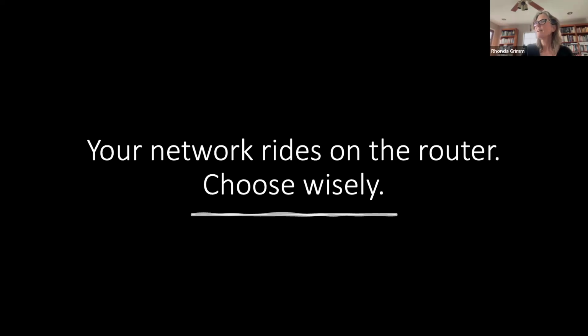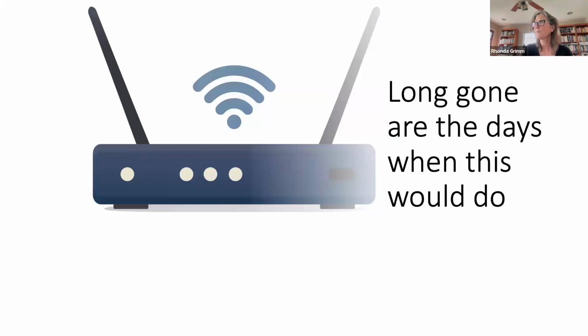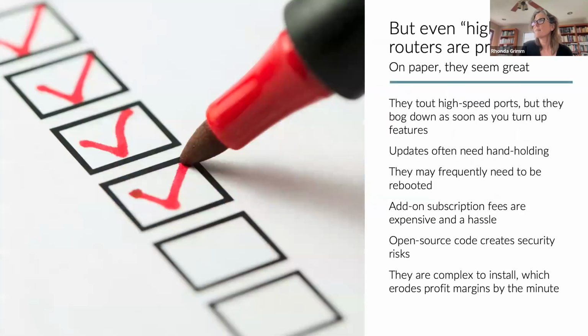It's basically, as we've said, your network rides on the router. So you really have to choose wisely. Home networks are basically what small business networks were of 2018. Home networks have gotten so sophisticated with all the IoT devices and the entertainment and all that stuff. So long gone are the days when you could go to Best Buy and pick up a Linksys wireless router and everything's cool. You get all your printers and everything.